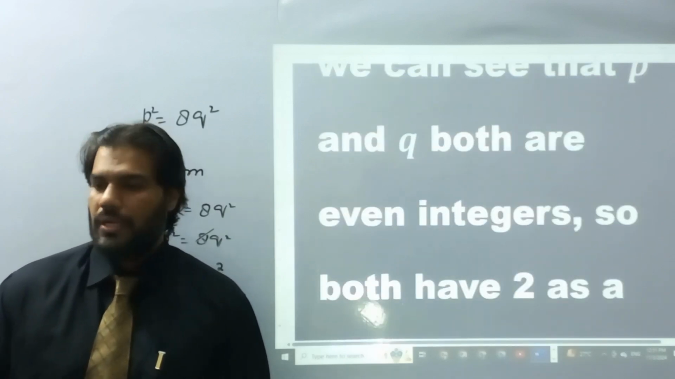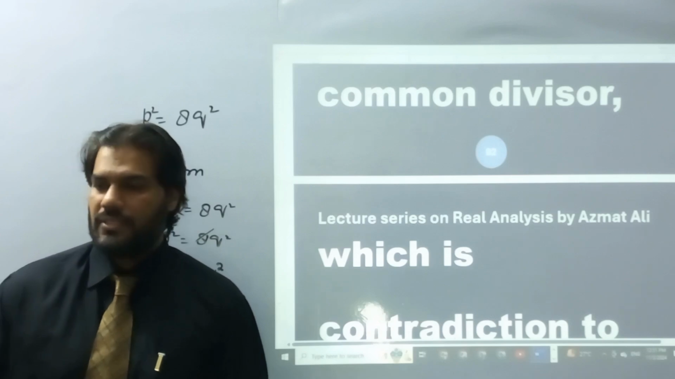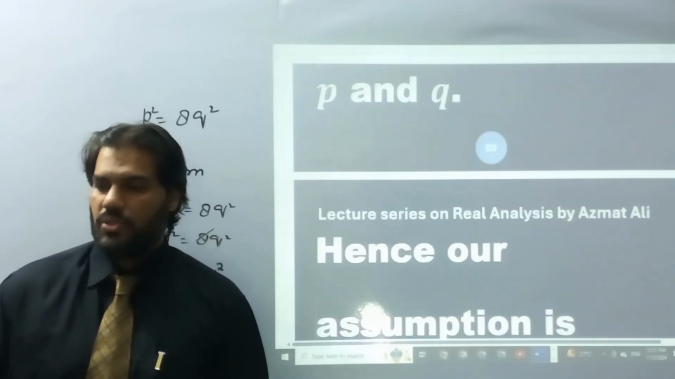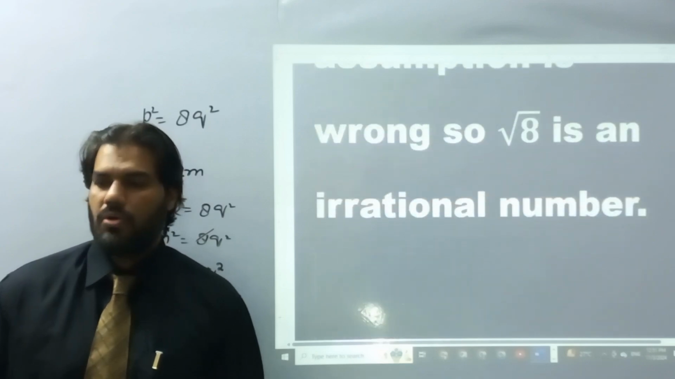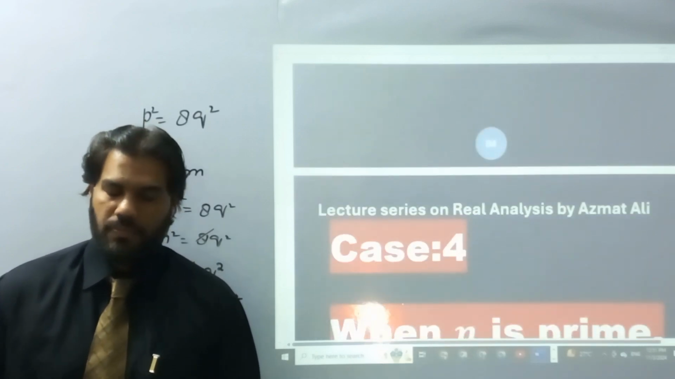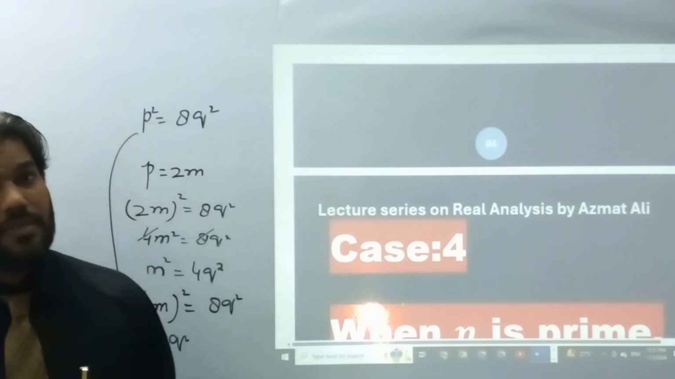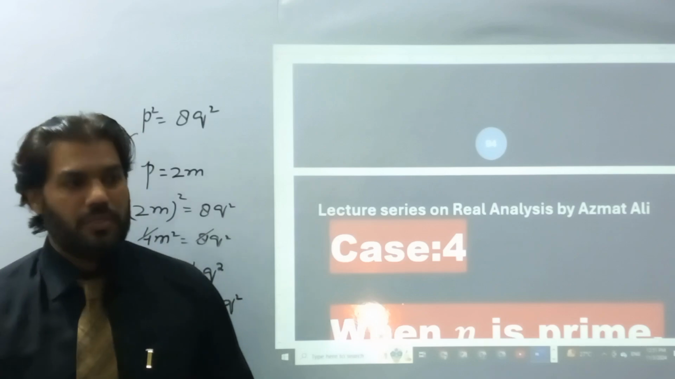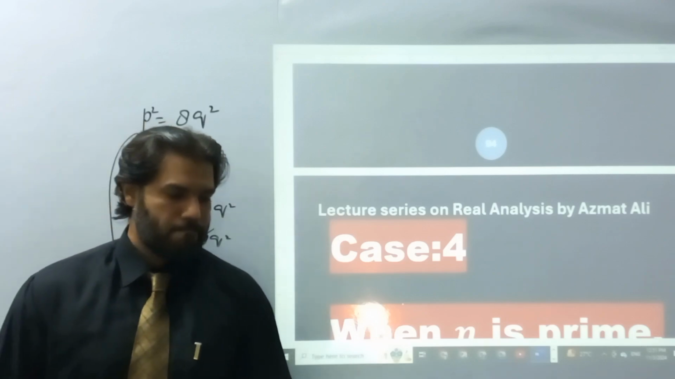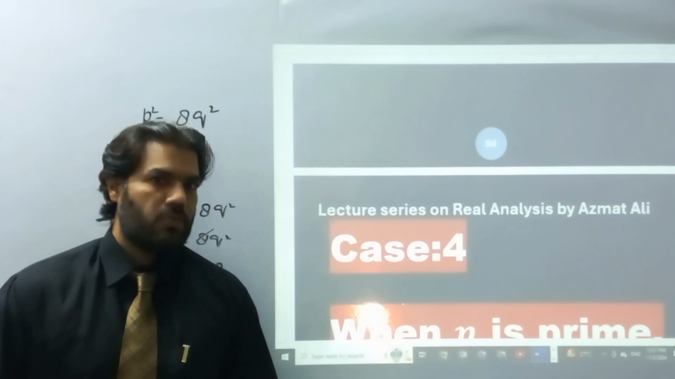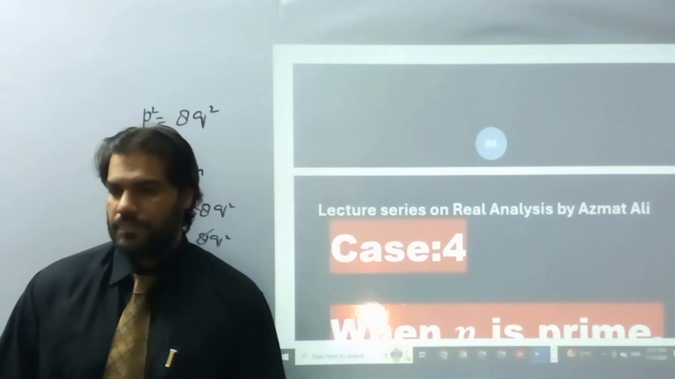So both have 2 as a common divisor, which is a contradiction to our assumption that 1 is the only common divisor of p and q. Hence our assumption is wrong. So square root 2 is an irrational number. In a similar manner, in these two ways, you can prove the irrationality of square root 32, square root 27, etc.